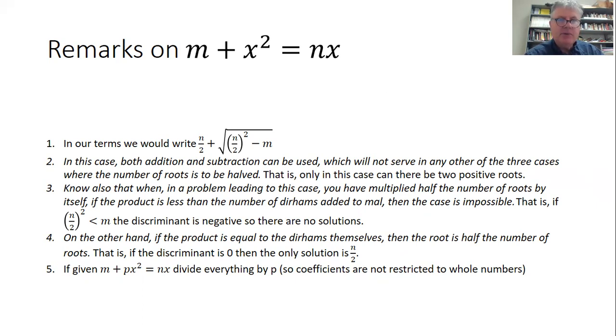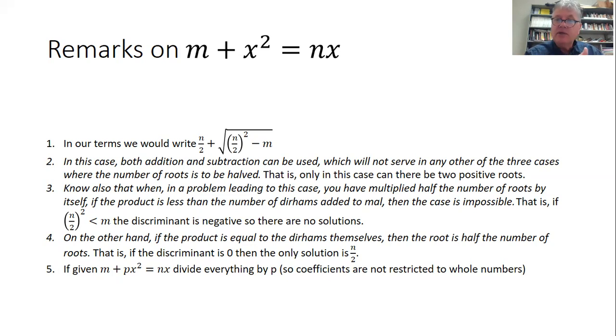So in this case, both addition and subtraction can be used. So you can do that plus or minus, which will not serve in any of the three cases where the number of roots is to be halved. So that is, this case here, out of cases 4, 5, and 6, is the only possible situation where you have two positive roots. And then he makes some comments on the discriminant, underneath the square root there.